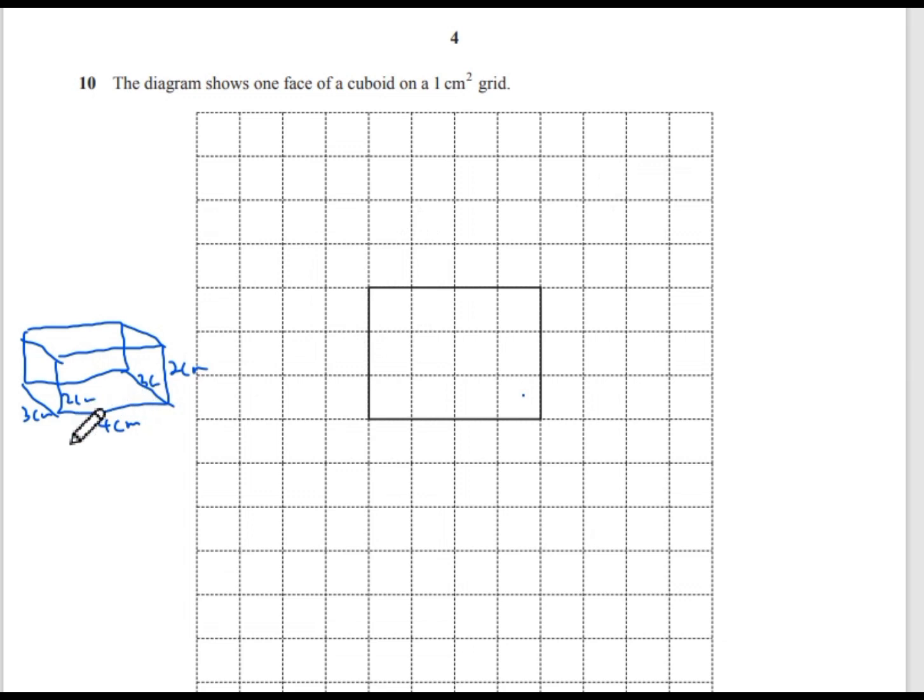So we are starting with this base here. We already have it here, 4 and 3. Now let's draw this point here. Let's draw it here. So that'll be this 2 centimeters and this 2 centimeters. So we'll come down 1, 2. That's 2 centimeters. So let's join it. That is 4 centimeters.